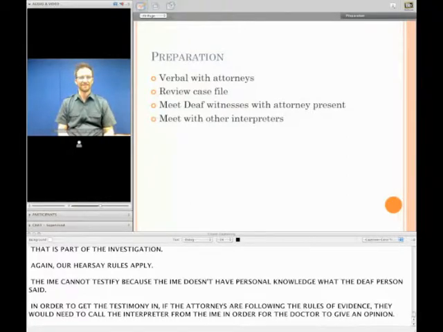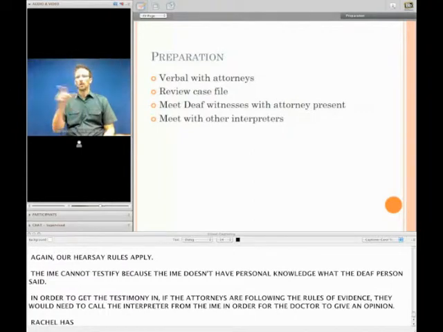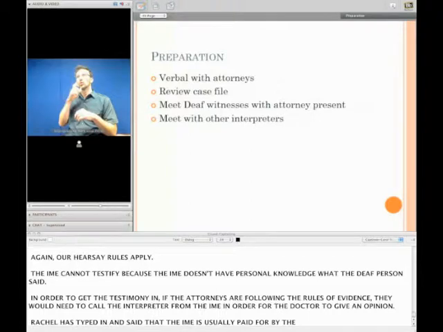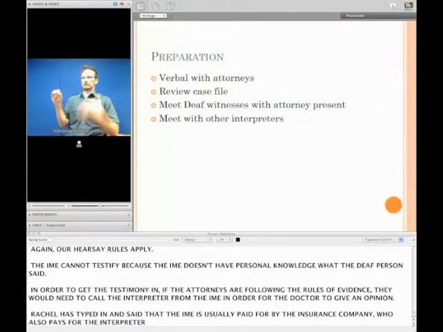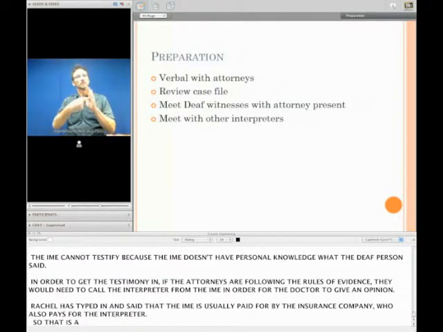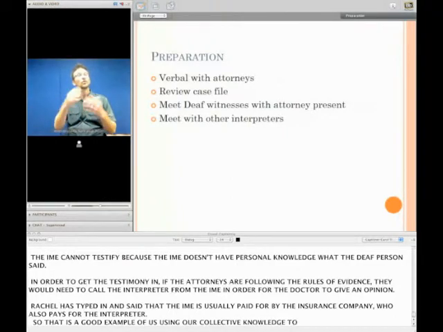Okay, Rachel has piped in and said that the IME is usually paid for by the insurance company, who also pays for the interpreter. So that's a good example of us using our collective knowledge to understand a little bit more of this kind of complicated area of law.